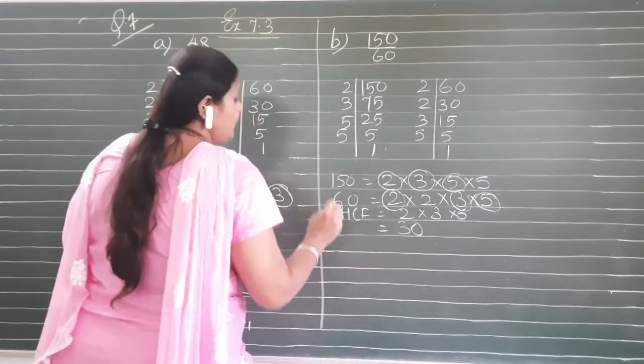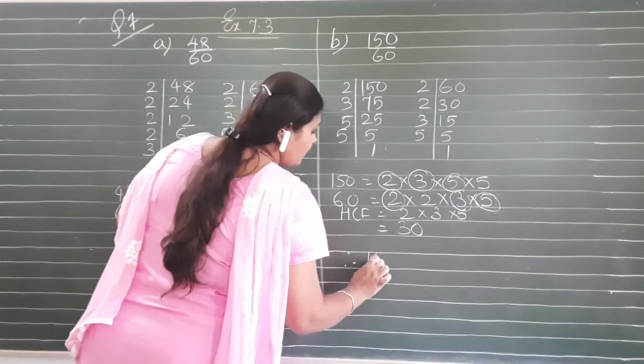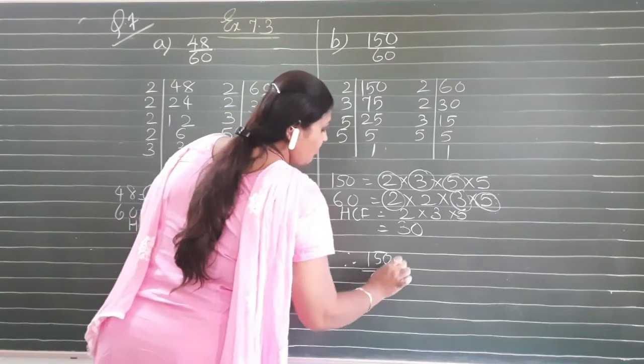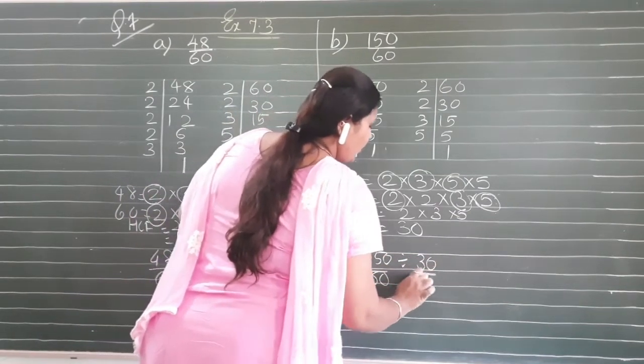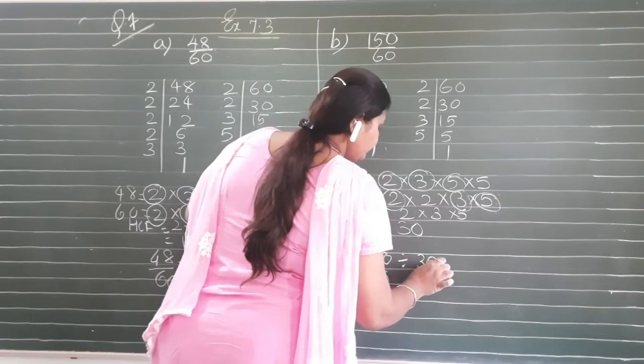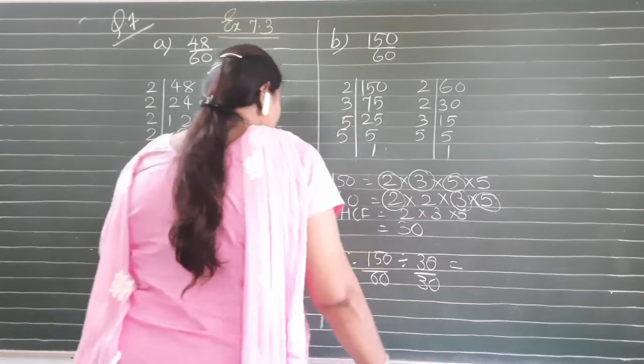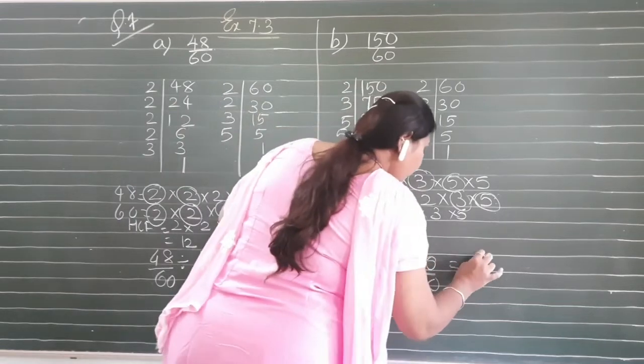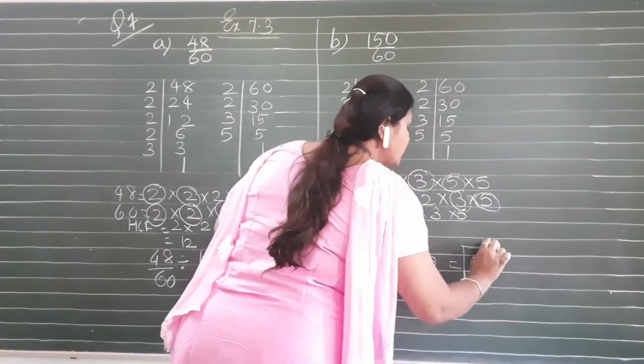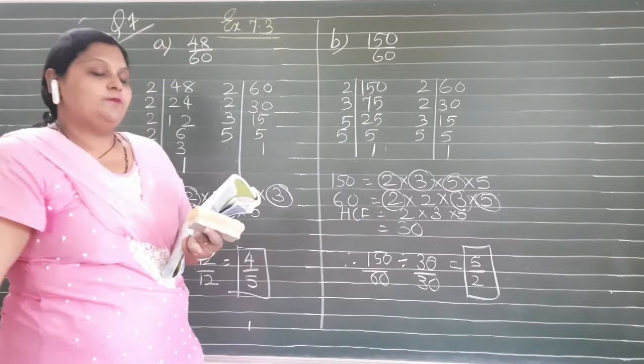Now we will divide 150 upon 60 by 30 upon 30. So it's 5 upon 2. So this is our answer.